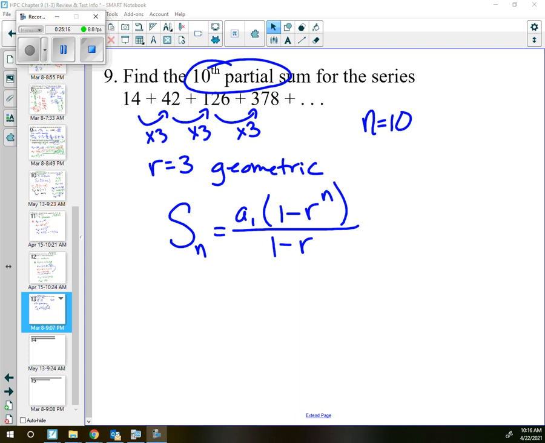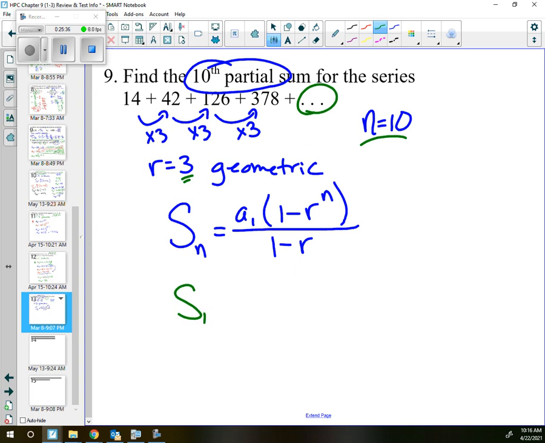So I have my formula for a partial sum of a geometric series: S_n equals a_1 times 1 minus r to the n, over 1 minus r. My n here is 10 because they want the 10th partial sum. Again, I can't do the whole thing. It's infinite. The ratio is bigger than 1, but I can definitely sum 10 terms because that's a finite amount. So I can do 10. So let's go ahead and do 10.